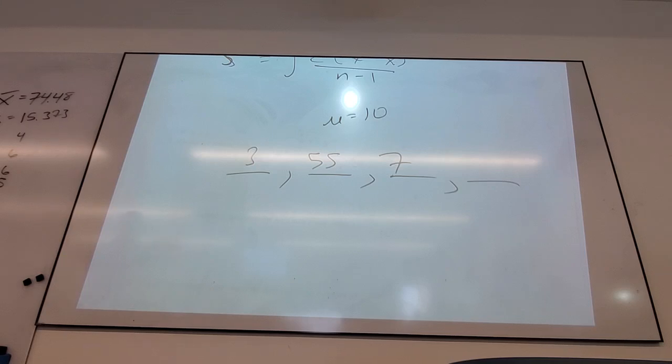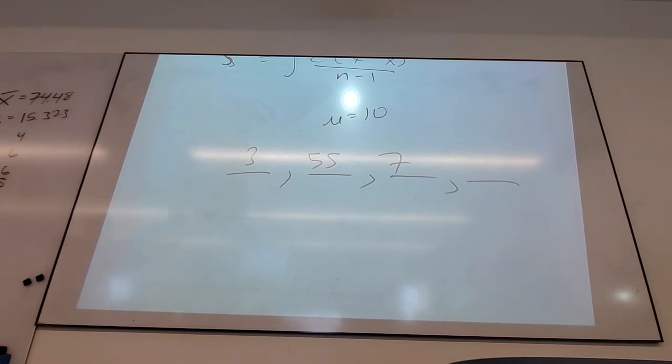Negative 25. So real quick, before you write that down, what if that was the sample I picked? I got 3, 55, and 7. Is the average of the sample the same as the average of the population? Obviously not. In fact, what is the average? 65 divided by 3 is something. It's 20.667, roughly 21.